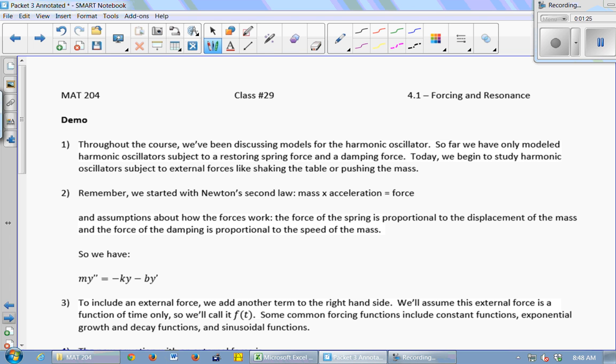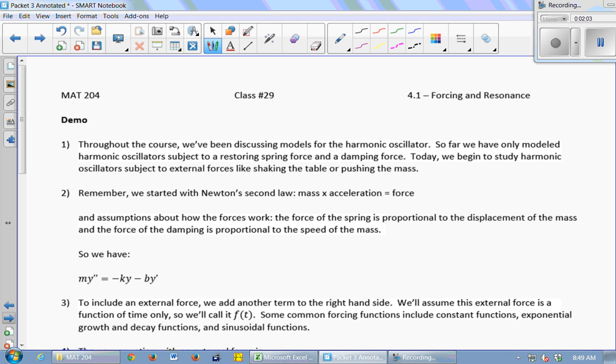Okay, so throughout the course, we've been discussing models for the harmonic oscillator. It's popped up several times. So far, we've only modeled harmonic oscillators that are subject to the restoring spring force and a damping force, which is usually friction. All right, so today, we're going to begin to study harmonic oscillators that are subject to external forces. It could be a force like shaking the table that the spring is oscillating on, or putting some external force where you're pushing the mass, so you're adding to the spring force or taking away from the spring force.